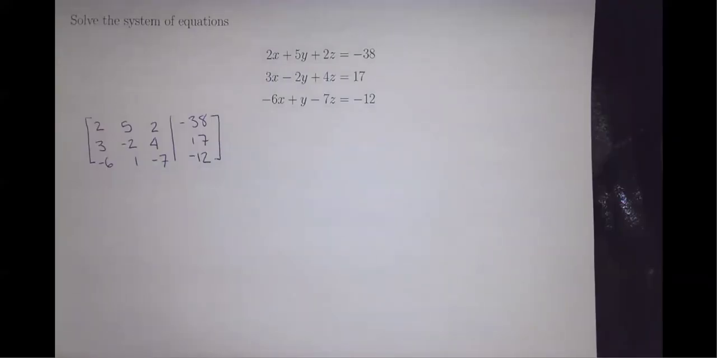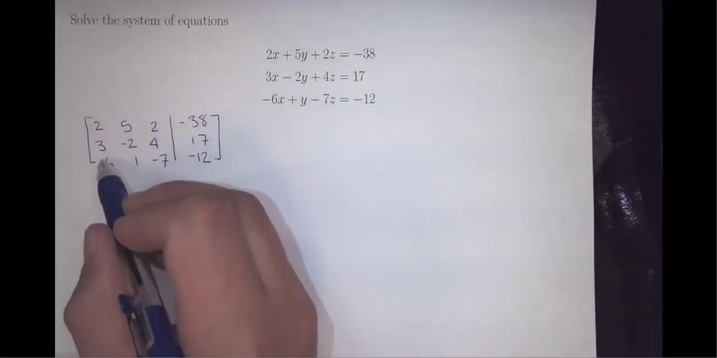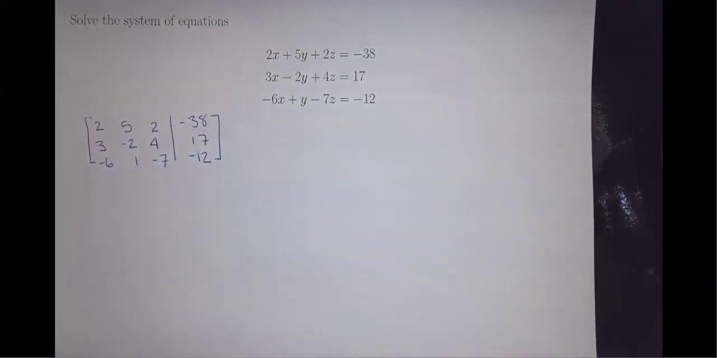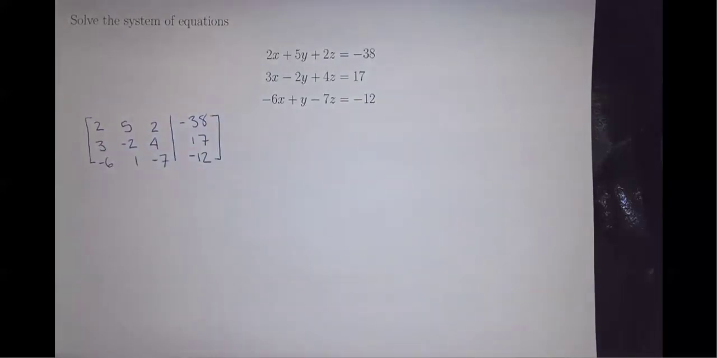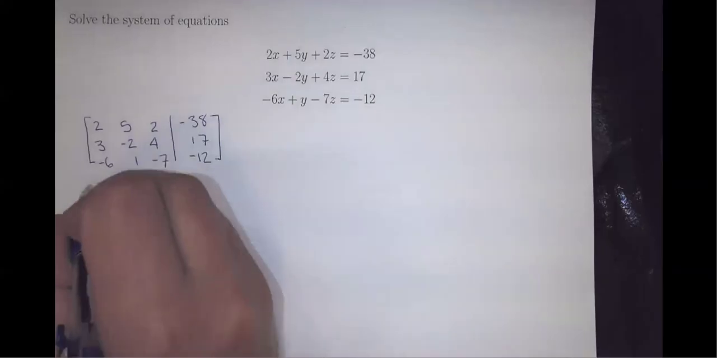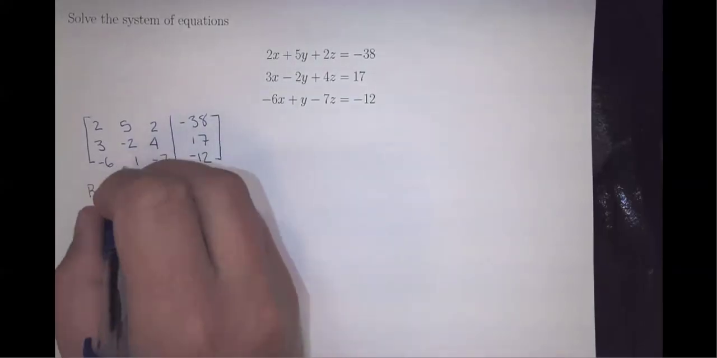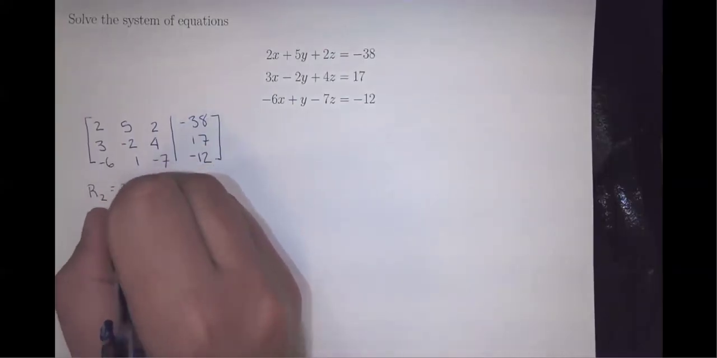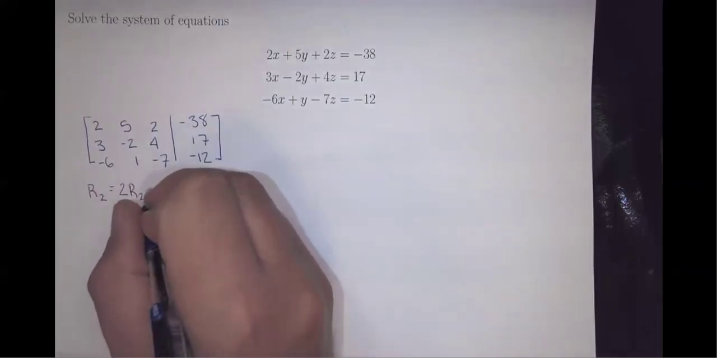The first thing we need to do is get 0 in our pivot column underneath the 2. So we need to turn this 3 into a 0. And so row 2 is going to be 2 times row 2 minus 3 times row 1.